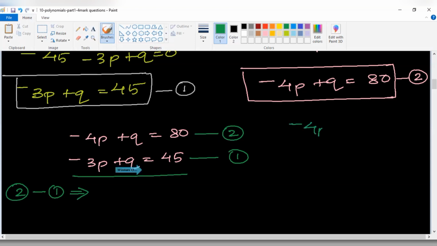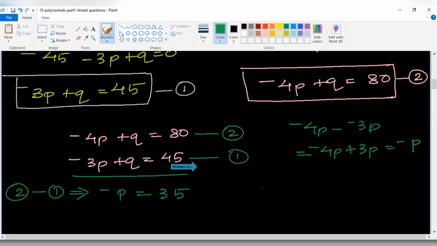Now minus 4p minus minus 3p is there. See, when two negatives come together, it will become positive. So minus 4p plus 3p, that is minus p. Minus 4 plus 3, that is minus 1. So minus p. Minus p is equal to 80 minus 45, that is 35. So what we get is p is equal to minus 35.